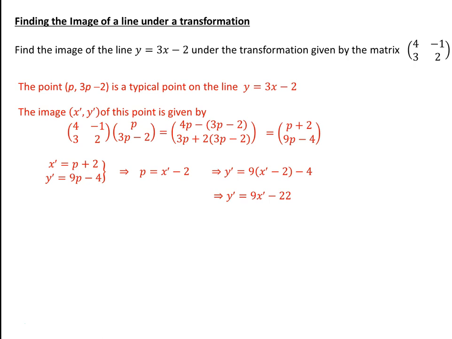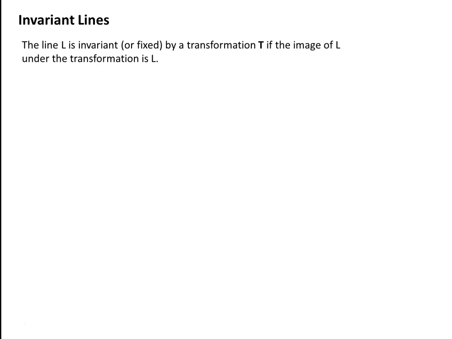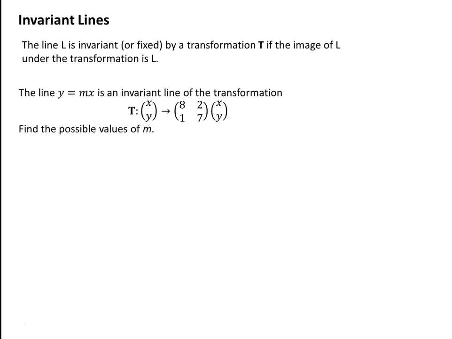Now the final concept that we've got in this video is the idea of an invariant line. We say that a line is invariant or fixed by a transformation t if the image of the line is exactly the original line. As an example, we're going to try and find equations of lines of the form y equals mx which are invariant under the transformation given by the matrix 8, 2, 1, 7.